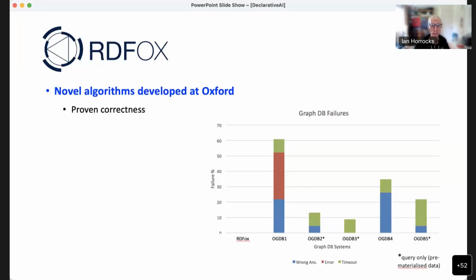So I think basing such a system on algorithms that are developed and proved to be correct is a really important feature and something that we as researchers should be able to contribute to.